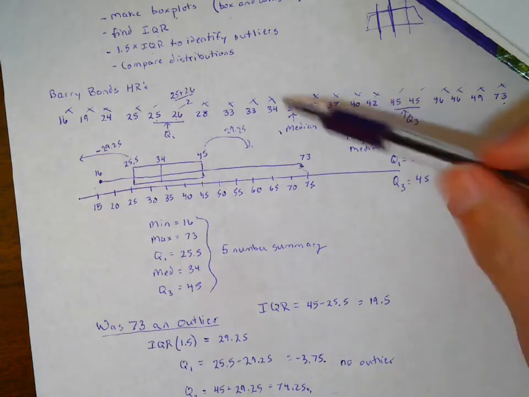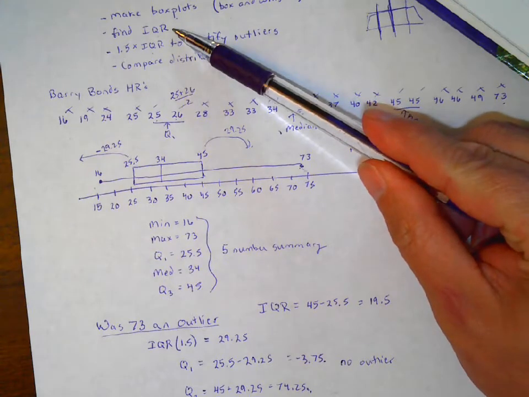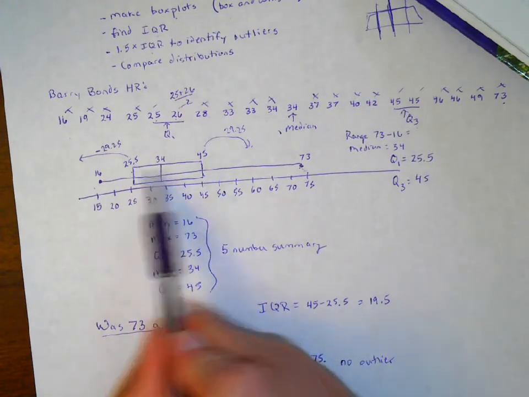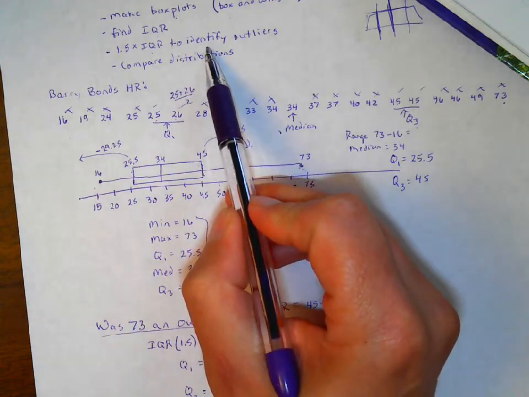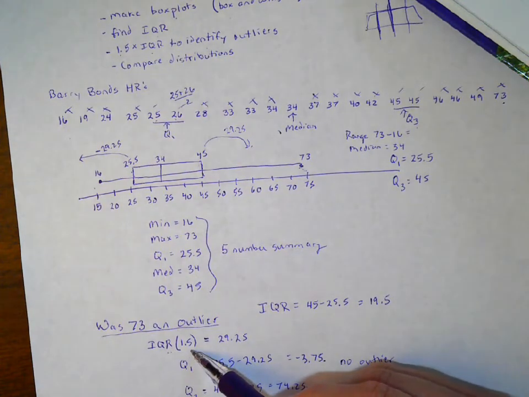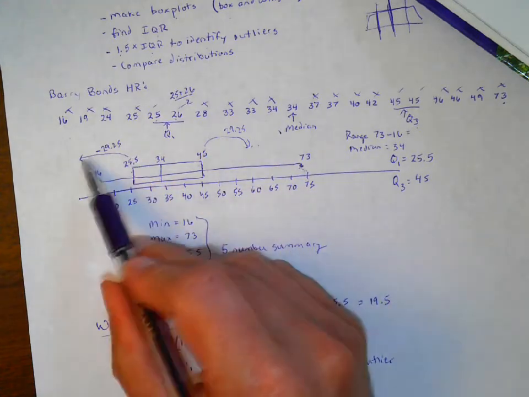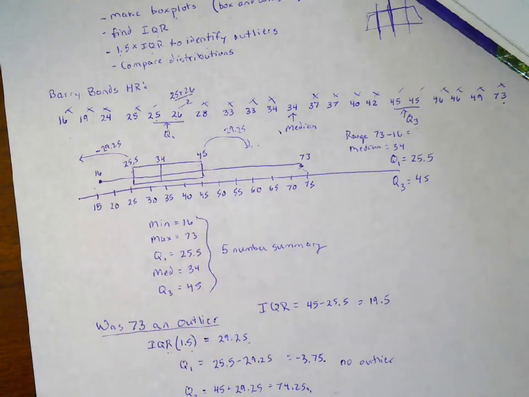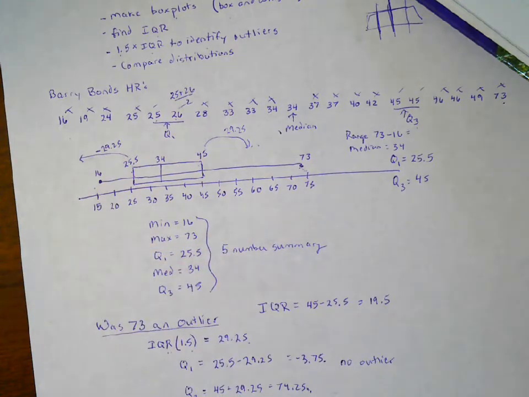Okay? So we talked about how to make a box plot, talked about how to find the interquartile range, the distance from there to there, subtract the two. We talked about how to identify an outlier. Take your interquartile range, multiply it by 1.5. Add it and subtract it from your two quartiles, and anything outside of those numbers would be an outlier.